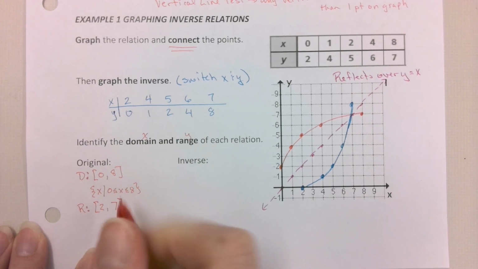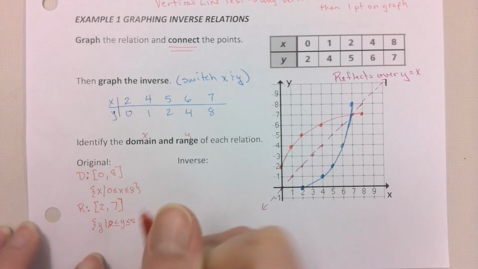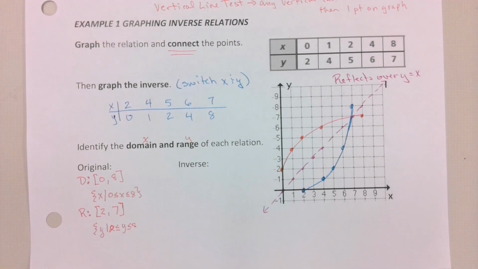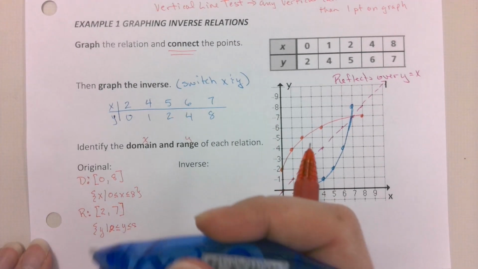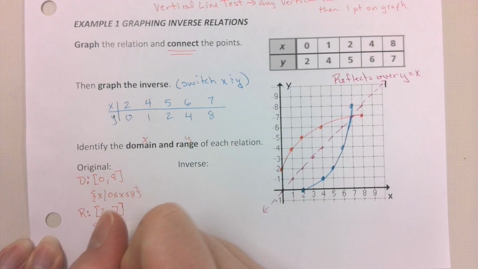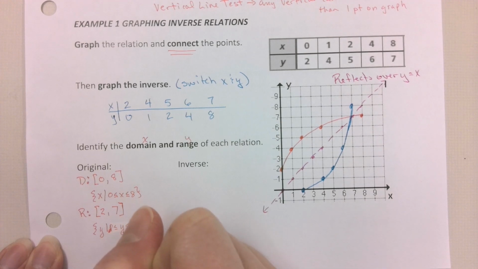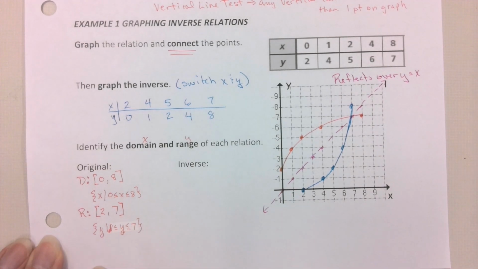Now the range is talking about the y value, so in set builder, it's y such that 2 is less than or equal to y, which is less than or equal to 7. And that would be interval notation, set builder notation.